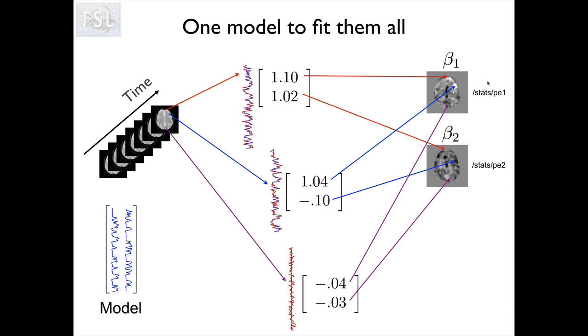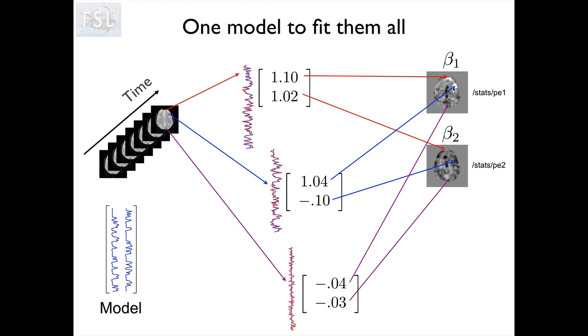If you're interested in where they are, these are in the FEAT directory, /stats/PE1, so those are the beta values for the first regressor of your model, and /stats/PE2, and those are the beta values for your second regressor of your model. If you have more regressors, you can have PE3, PE4, PE5, etc. So we have now taken our time series and reduced the information in that time series down to essentially a model and two maps of parameter values that tell us how much is needed of each of those regressors in each and every voxel.